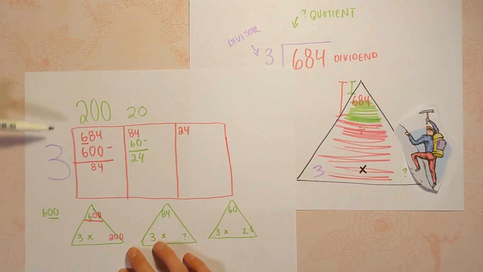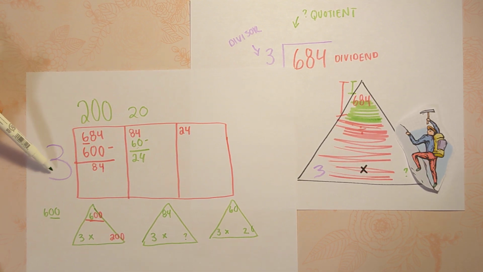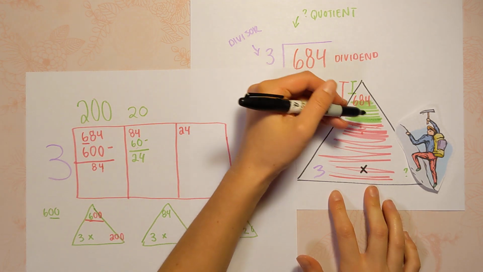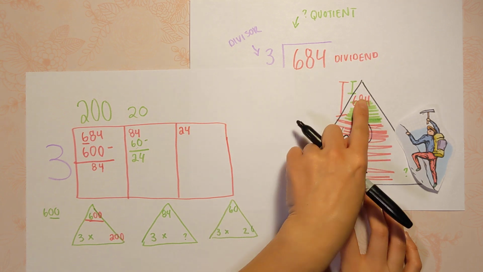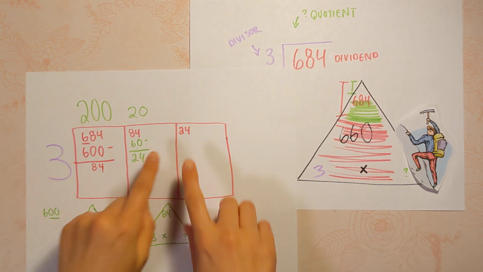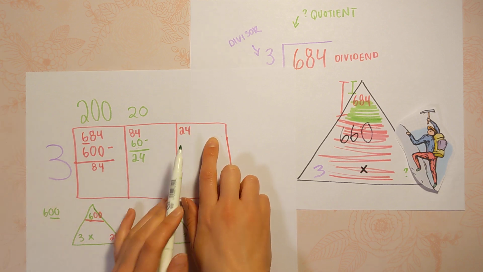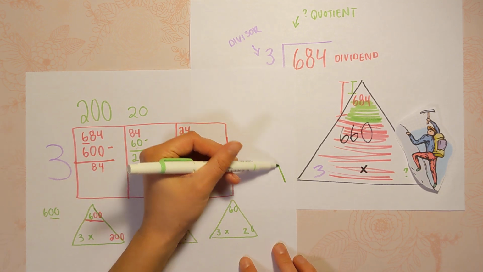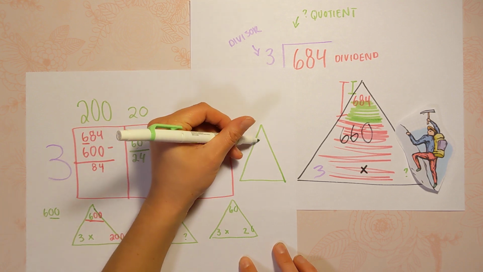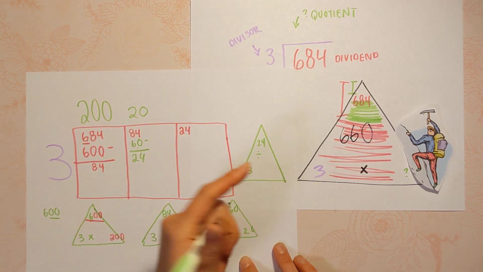So far we've done 3 times 200 gets us up to 600, and 3 times 20 gets us up to 60. So on our mountain, we have traveled 660 so far, and we need to get up to 684. So that's how we have that 24 left over. Can we do 3 times something equals 24? Or in other words, if we use a triangle, 24 divided by 3 is what we're doing here. 3 times something equals 24.